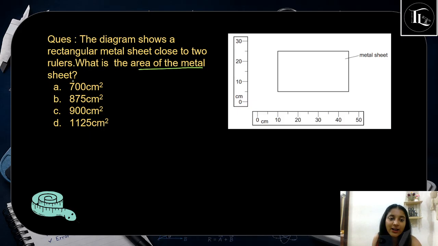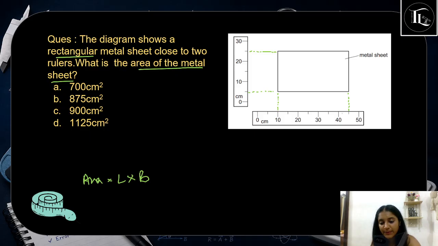So area of the metal sheet, and the metal sheet is a rectangle. So what is the formula? The formula is length into breadth. And what is the length that we have to measure from here? See the rulers, both of them are given in centimeter. It starts from 10 and finishes at 45. So this value is 35 centimeter.